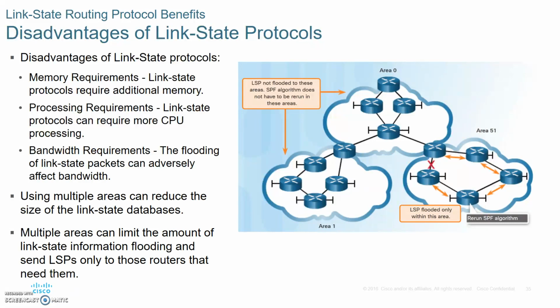Disadvantages of link state routing protocols. Okay, link state routing protocols generally require more memory and more CPU processing, because they store the entire topology inside the link state database, and they also run shortest path first on the topology to calculate the best path. So you require more memory and more CPU as compared to distance vector. And also the initial flooding during cold start, the initial flooding of the link state packets, may affect the bandwidth needed to send the real data.